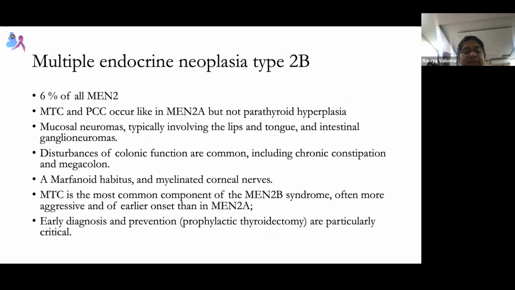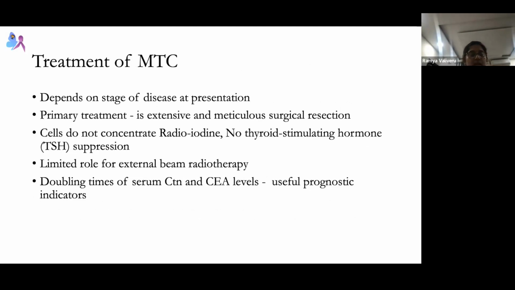It's often more aggressive and starts earlier compared to MEN2A, and the treatment of MTC depends upon the stage of the disease. Primary treatment is extensive and meticulous surgery, and only surgery. Surgical resection, and the cells do not concentrate radioactive iodine, so no TSH suppression and no radioactive iodine therapy. There is very limited role of external beam radiotherapy, and we don't have any good chemotherapeutic agents as of now. Of course, now we have RET specific TKIs, but still surgery is the most important.